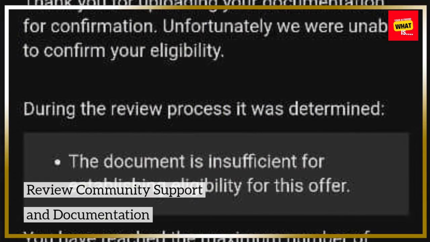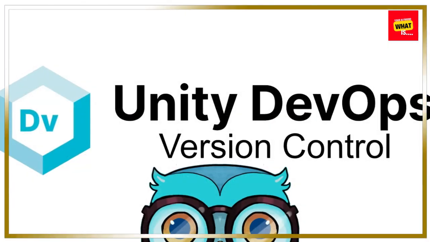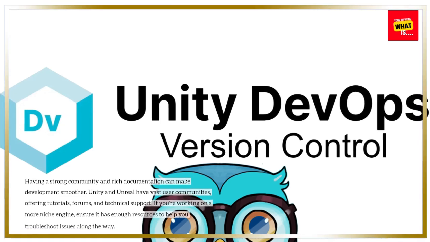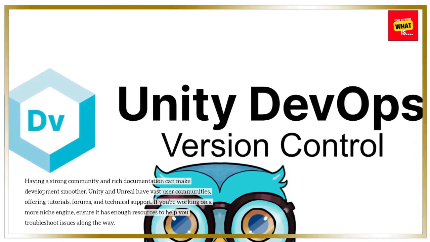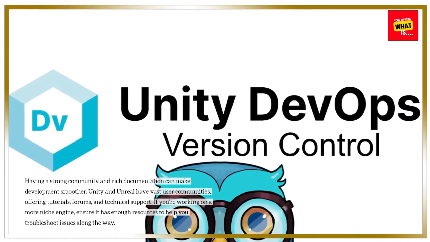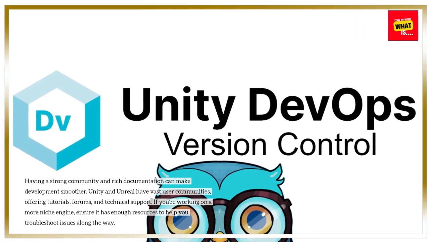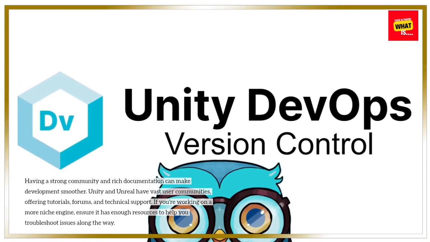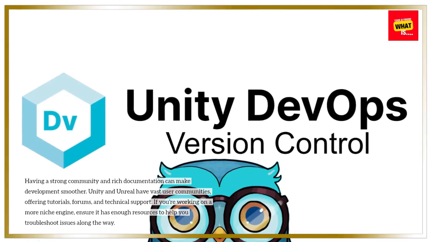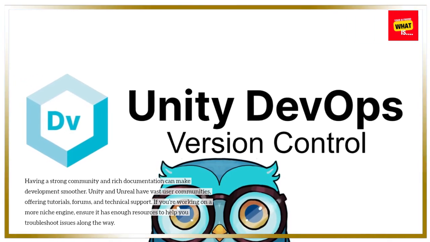Review community support and documentation. Having a strong community and rich documentation can make development smoother. Unity and Unreal have vast user communities, offering tutorials, forums, and technical support. If you're working on a more niche engine, ensure it has enough resources to help you troubleshoot issues along the way.